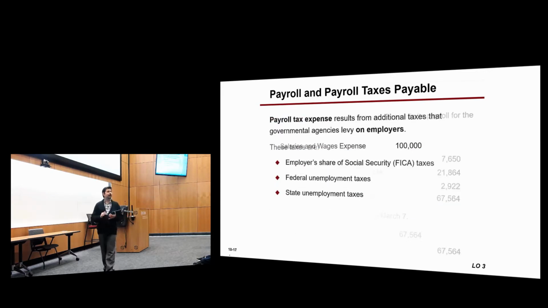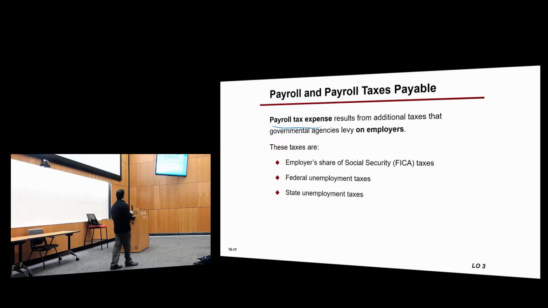Now, in addition to those amounts, the company itself will have to contribute to and pay certain taxes. This is what you call payroll tax expense. That's an expense now. This is an amount that the company has to pay themselves. For example, the company also will have to contribute to Social Security and to unemployment, both at the federal level and the state level.